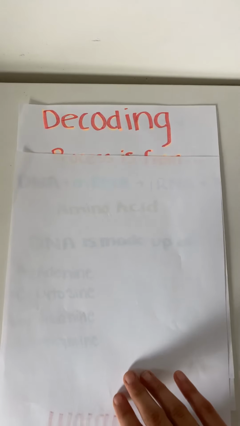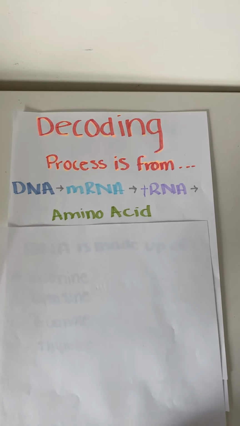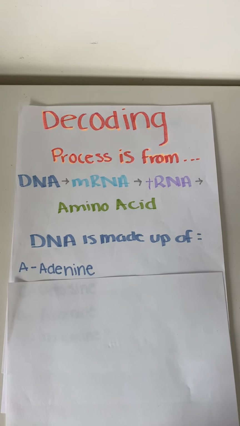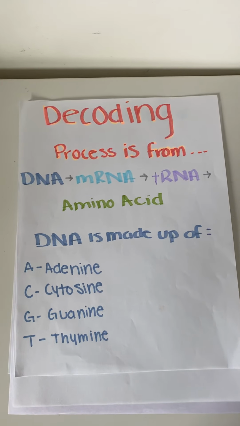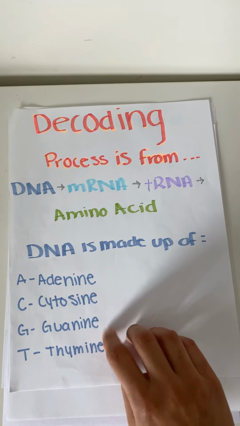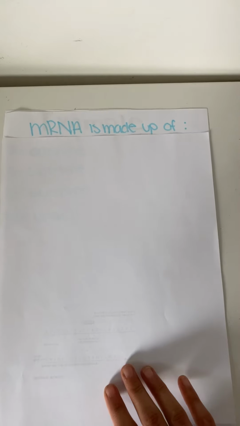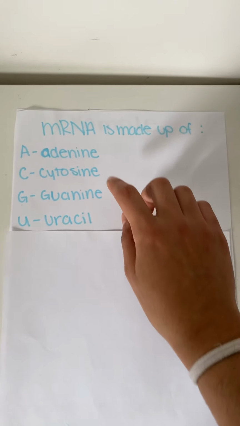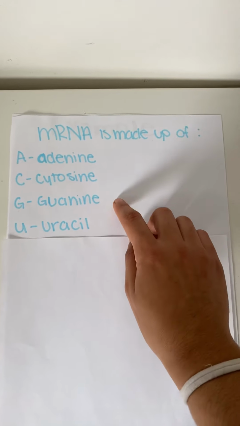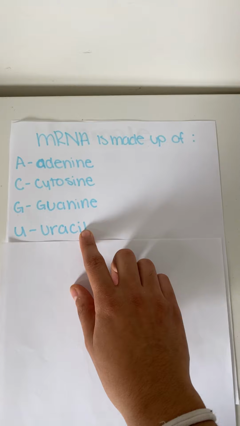So decoding is a process from DNA to mRNA to tRNA and then to finding the amino acids. DNA is made up of adenine, cytosine, guanine, and thymine. In this case, adenine will bind with thymine and cytosine will bind with guanine. Now, the mRNA is made up of adenine, cytosine, guanine, and uracil. In the mRNA, the adenine will bind with uracil and cytosine will bind with guanine. The only difference between mRNA and DNA is that mRNA will have the uracil and DNA will have thymine.